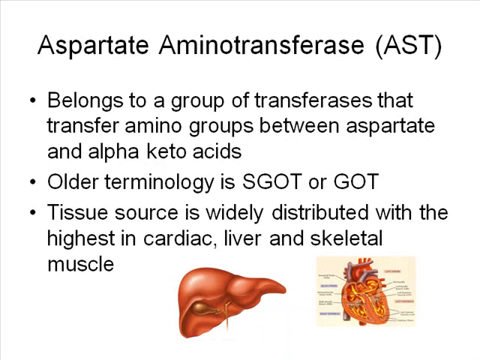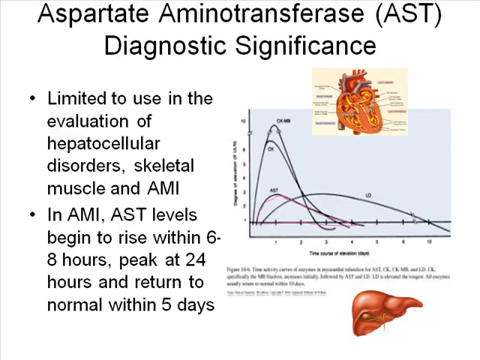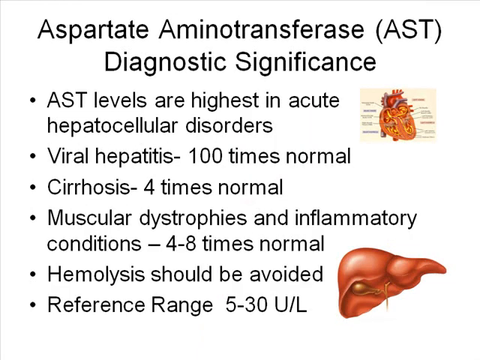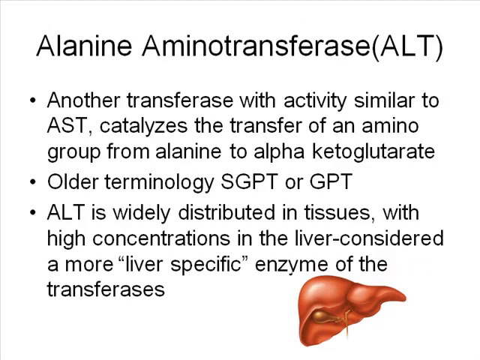AST is usually, we think of cardiac or liver and skeletal. We used to use this in cardiac enzymes, not used anymore, but you can use it. It does elevate after an MI within 6 to 8 hours. We now use it for liver, because you can see it will elevate about 100 times in viral hepatitis. It will go up about 4 times in cirrhosis. So we like to think of now AST as a liver enzyme.